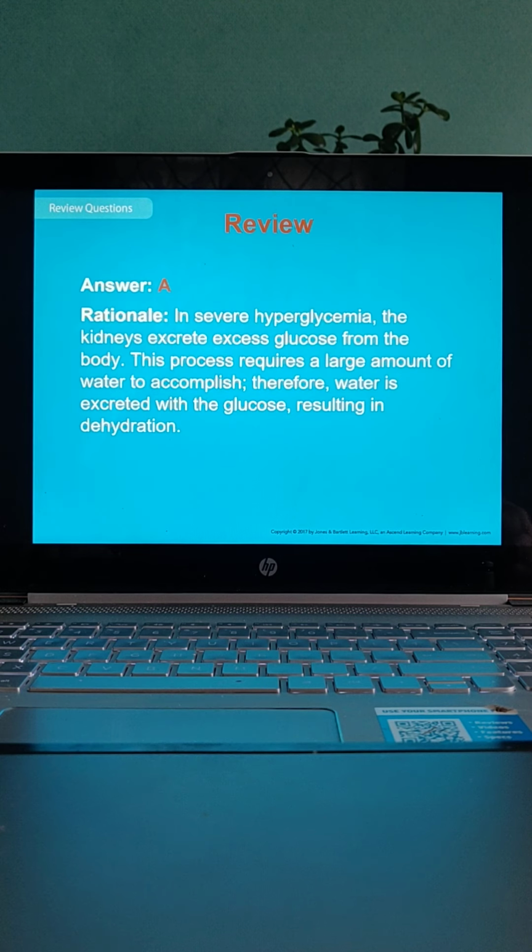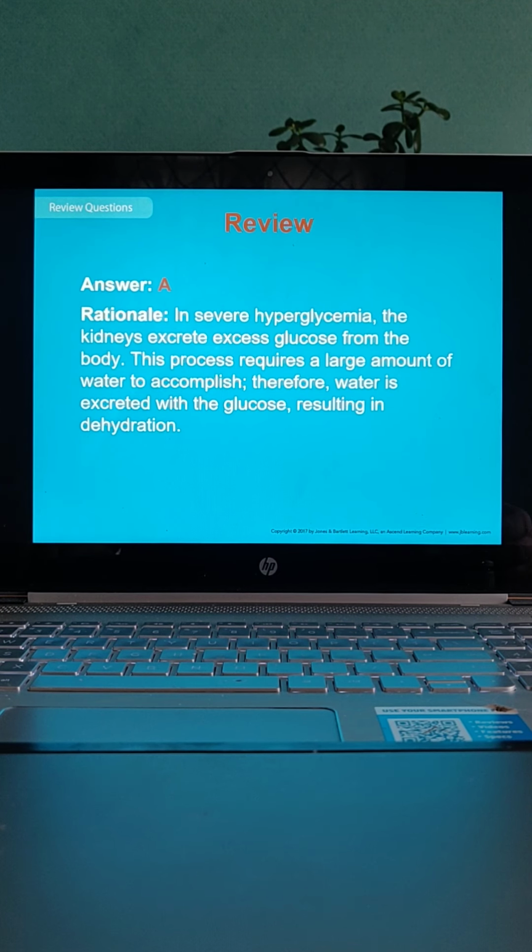It would be A. In severe hyperglycemia, the kidneys excrete excessive glucose from the body. The process requires a large amount of water to accomplish. Therefore, water is excreted with the glucose, resulting in dehydration.